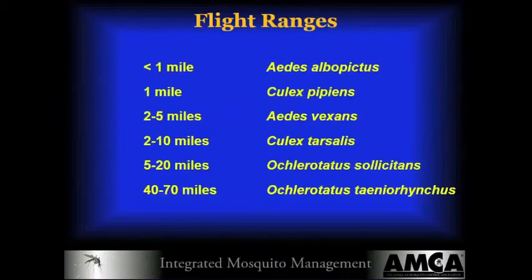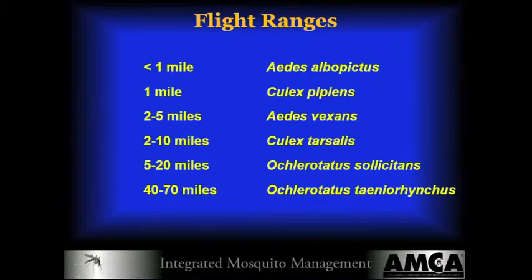Flight ranges. This is extremely important. Mosquitoes, depending upon the species, can fly considerable distances from where they lay their eggs. 40 to 70 miles in the case of these mosquitoes. Remember the balls of mosquitoes I showed you? That species flies 40 to 70 miles for a meal, some of them 5 to 20 miles.